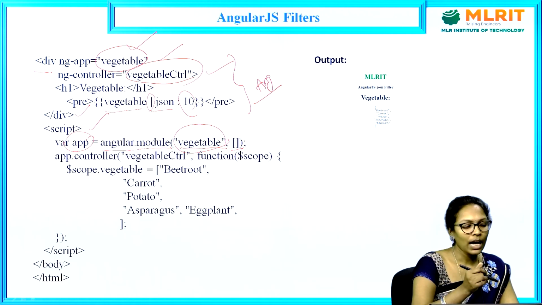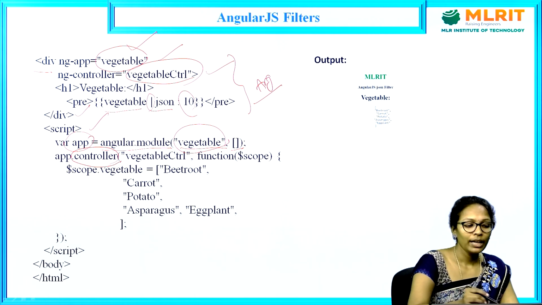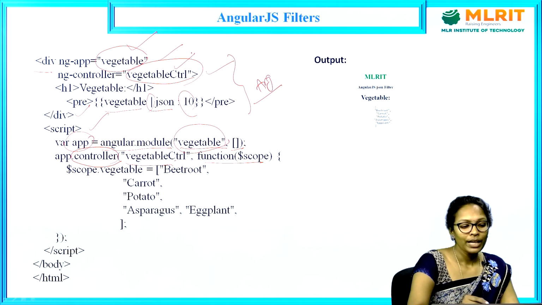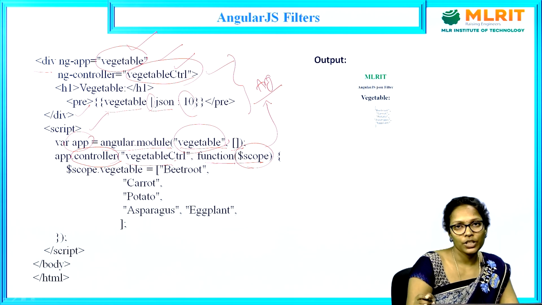For this app, I'm adding a controller using app.controller, which again takes two parameters. One is the controller name, which is the same as your ng-controller, and the second one is a function with one predefined parameter, $scope. What is this $scope? It points to your AngularJS application.